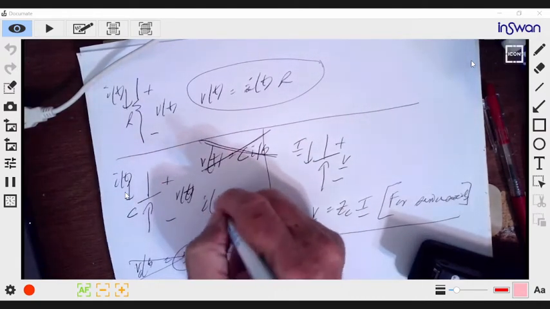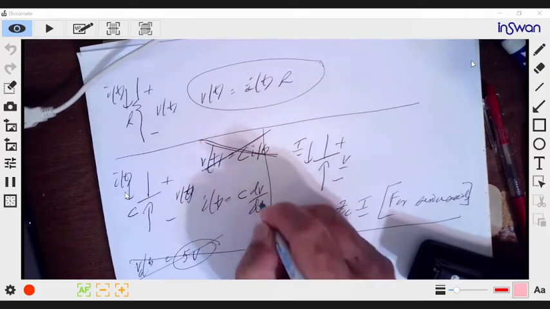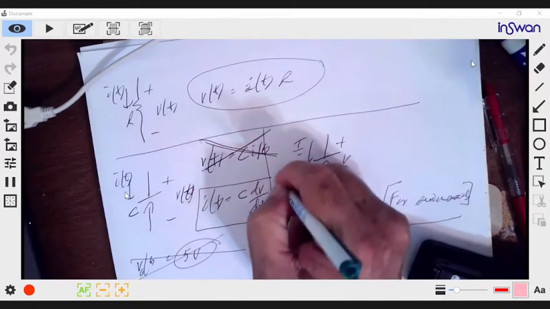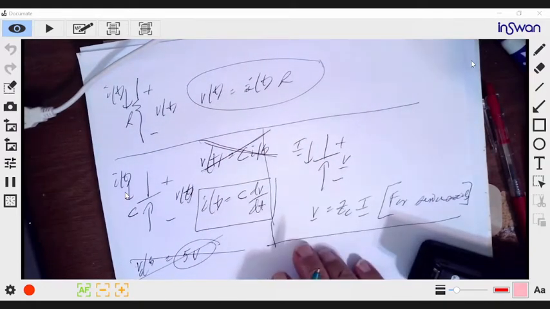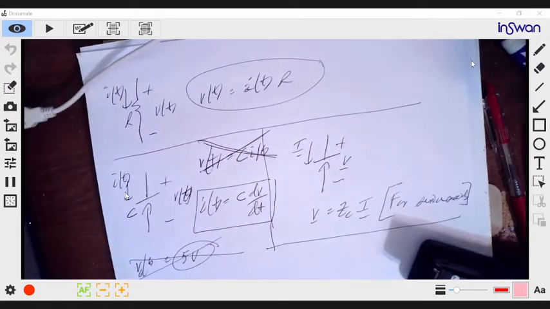Okay. I of T equals C dV/dt. That's the relationship. I of T equals C times the first derivative of the voltage, the first derivative of the voltage with respect to time.